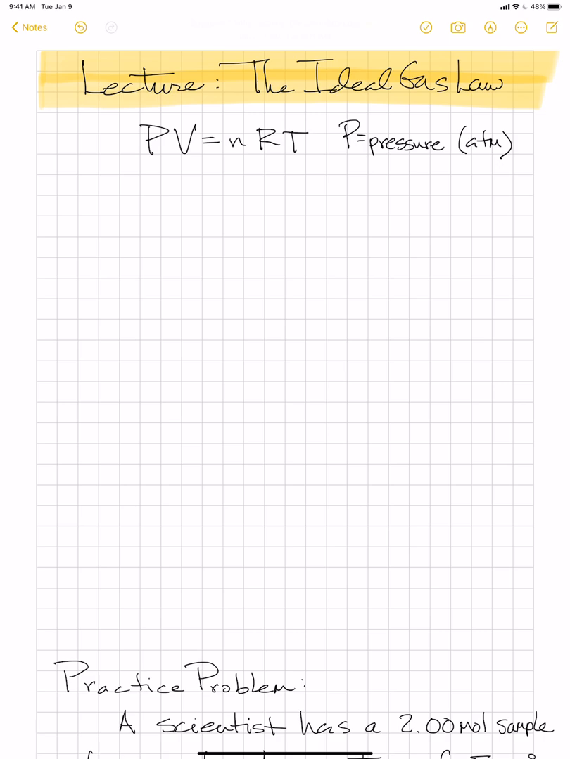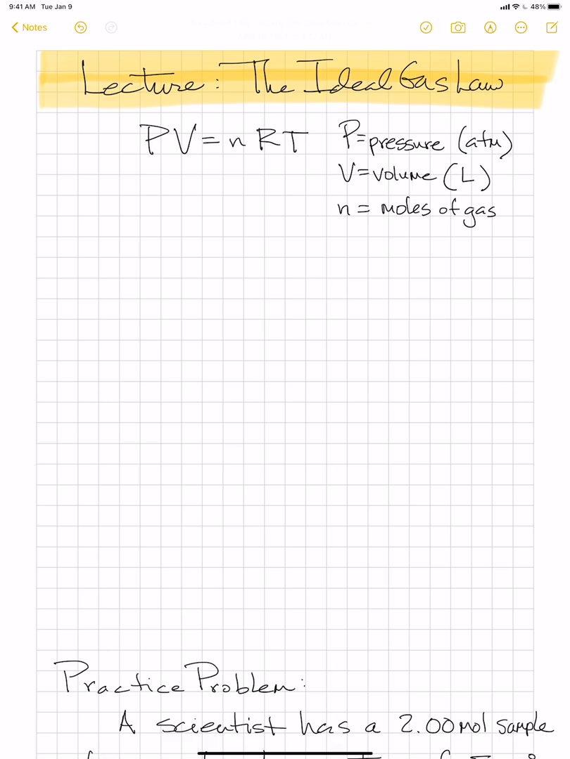So P is pressure. Of course, V is volume, and in this law, volume must be in liters, okay? Now we have something new, all right? We have lowercase n. N represents the moles of molecules of the gas. So this is the moles of the gas. Don't confuse that with volume. Volume is the space that the gas occupies. Moles are the actual numbers of gas molecules, okay?